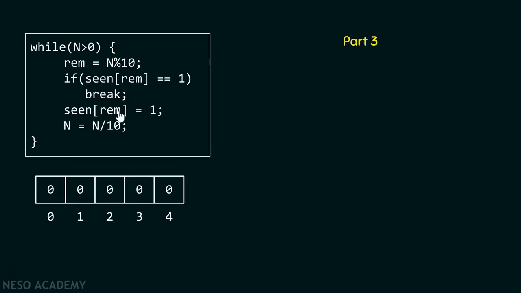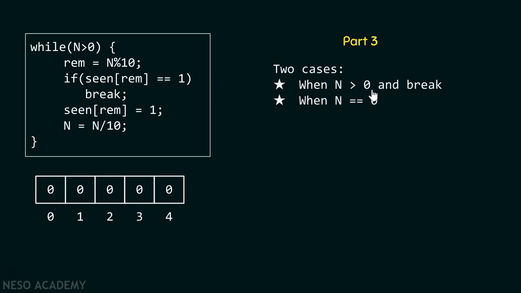In this code, we can clearly observe there are basically two cases we need to address. First is when n is greater than 0 and we simply break out of this loop. When n is greater than 0 and you have encountered a digit which you have already seen, then you simply break out of this loop, right? And the previous case that we have seen is when n becomes 0 and we come out of this loop. We already know when n is equal to 0, it indicates that we have not seen any repeated digit.